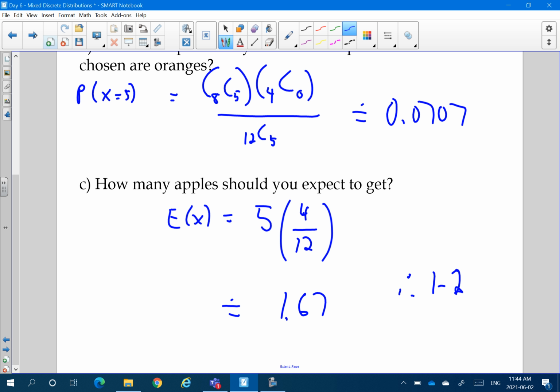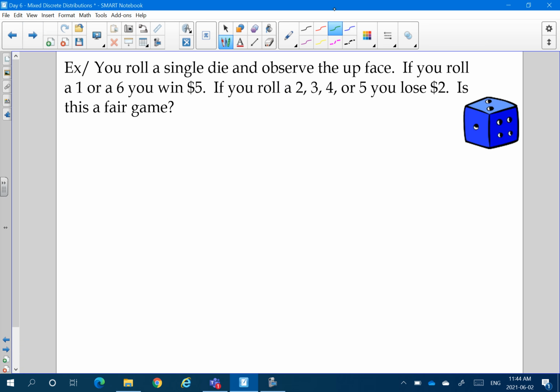All right, let's continue on. You roll a single die and observe the up face, in other words, the face that's facing up, as you would use if you were playing a game with the die. If you roll a 1 or a 6, you win $5. But if you roll a 2, 3, 4, or 5, you lose $2. Is this a fair game? Now, do you remember, and I hope you do, that for a game to be fair, the expected value should be 0. Well, let's find the expected value.